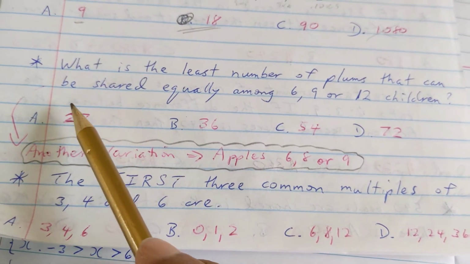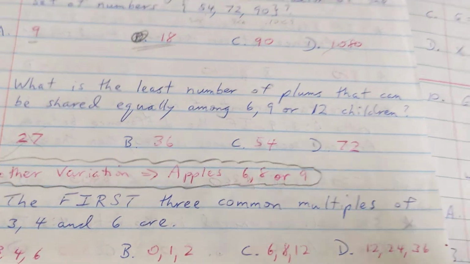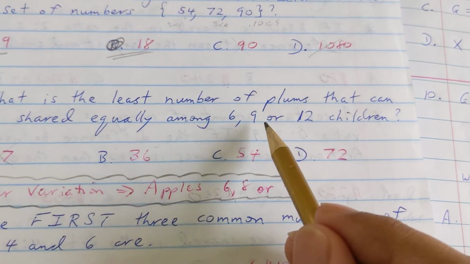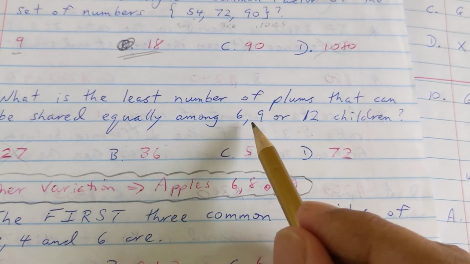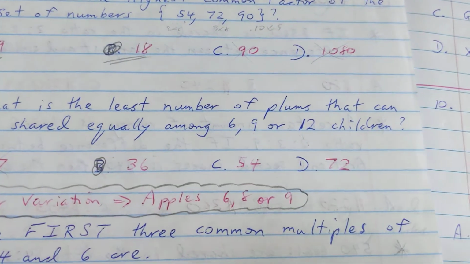6 could go into 27? No, so 27 is automatically out, because the numbers have to be able to go into that. 6 could go into 36? Yes. 9 could go into 36. 12 could go into 36. 6 6s are 36. 9 4s are 36. 12 3s are 36. So 36 is my answer.